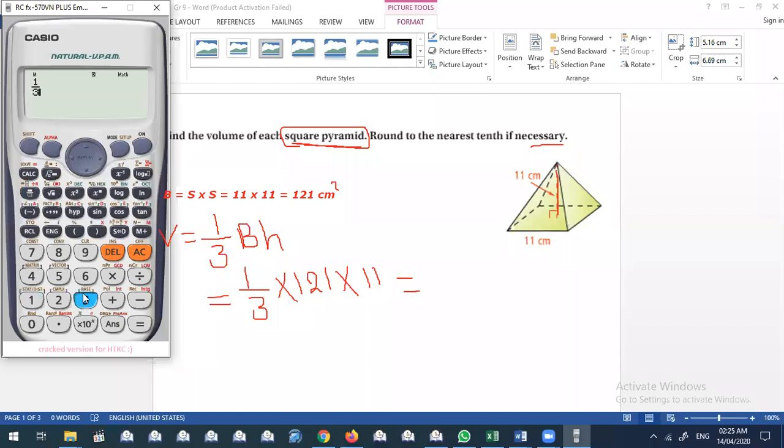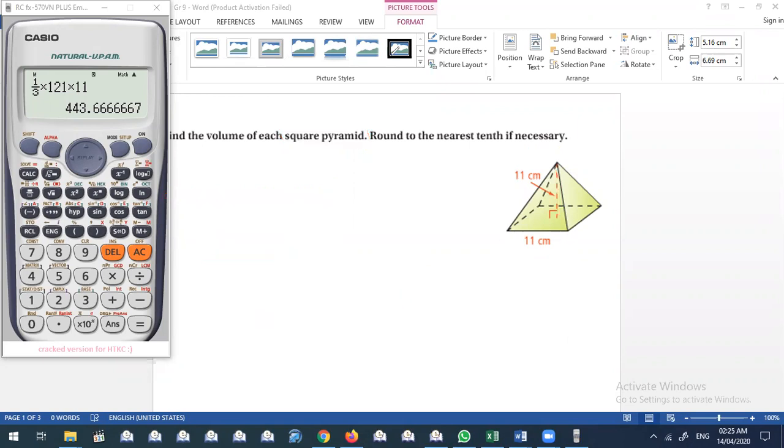One third times 121 times 11. The answer is 1331 over 3. Change it into decimal and round to the nearest tenth, it will be 443.7. Yes, 443.7 cubic centimeters.